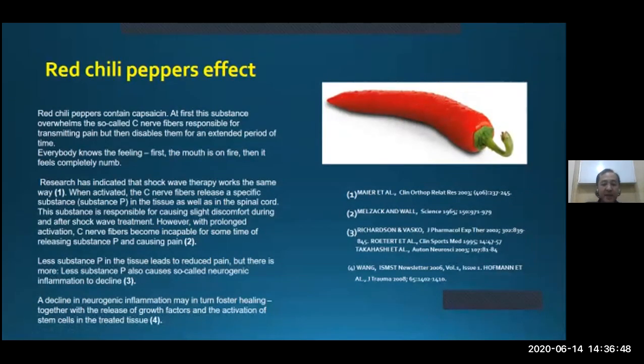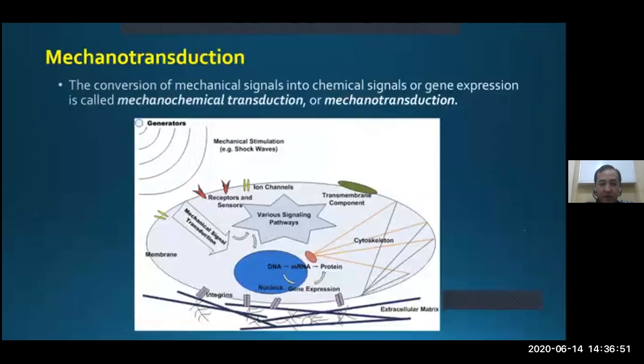And the second mechanism of action of shockwave is called mechanotransduction. What is mechanotransduction here? Mechanotransduction is the conversion of mechanical stimulation. Mechanical stimulation here is the shockwave.